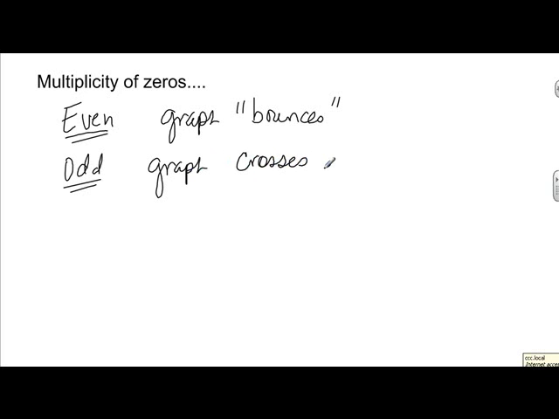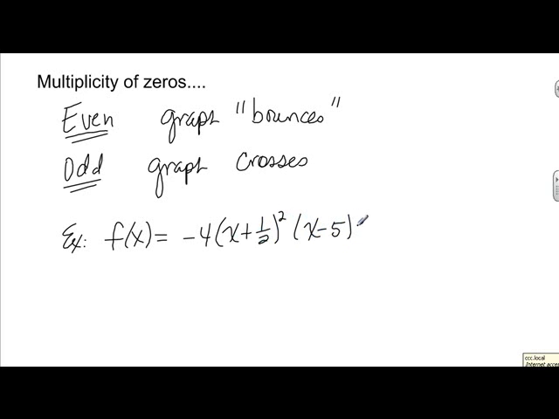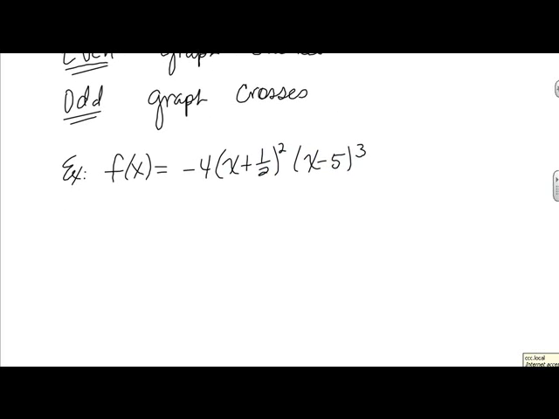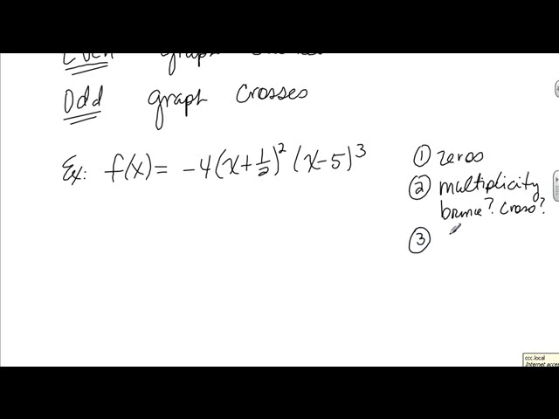So let's kind of summarize what we know already so far. If we have a function, f of x is -4 times x plus 1/2 squared times x minus 5 cubed, I want you to determine the zeros, their multiplicity, and what that means for the graph. Does the graph bounce or cross at those x-intercepts? And I also want you to determine the end behavior. So pause the video again, do that work, and then restart it and see if you agree with what I've got.